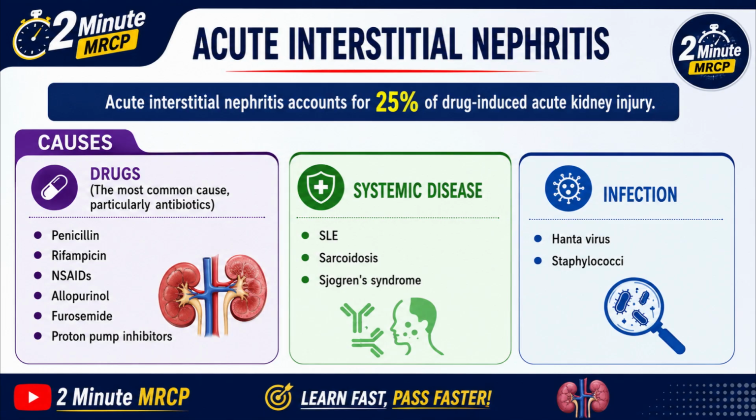Today we'll discuss acute interstitial nephritis, commonly known as AIN, an important cause of acute kidney injury and a favorite topic in the MRCP exam. Acute interstitial nephritis accounts for approximately 25% of all drug-induced acute kidney injuries. It is an immune-mediated inflammation affecting the renal interstitium and tubules.